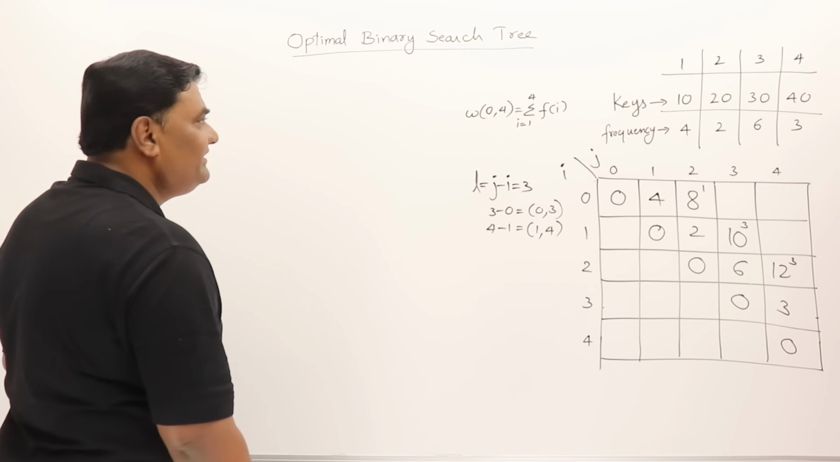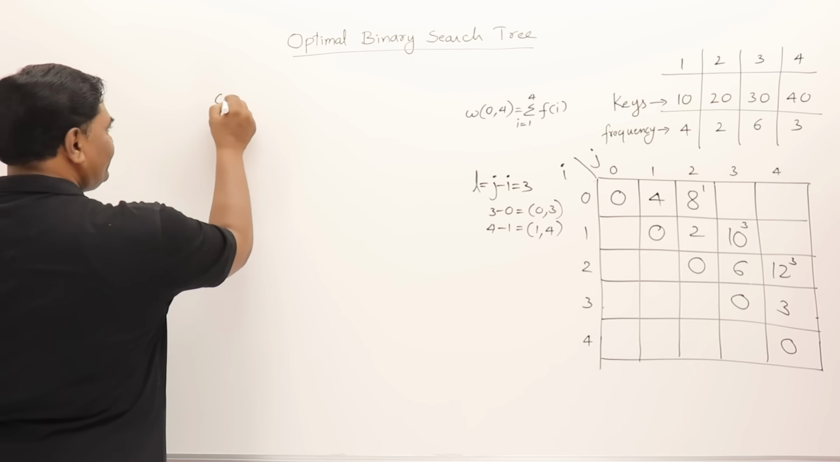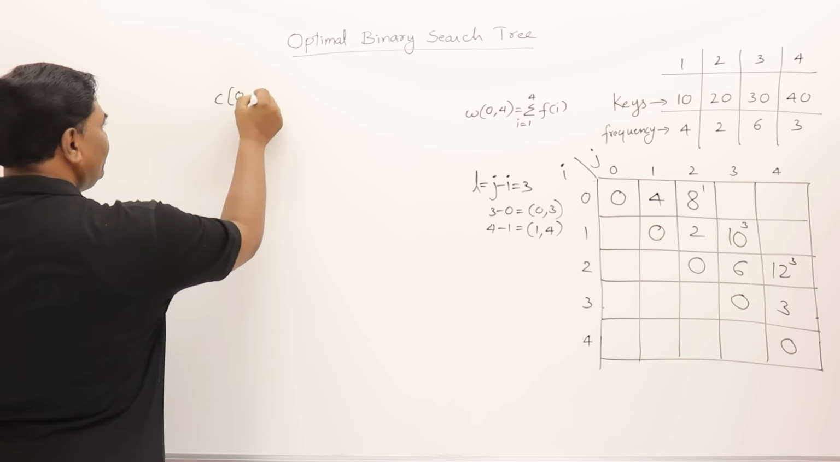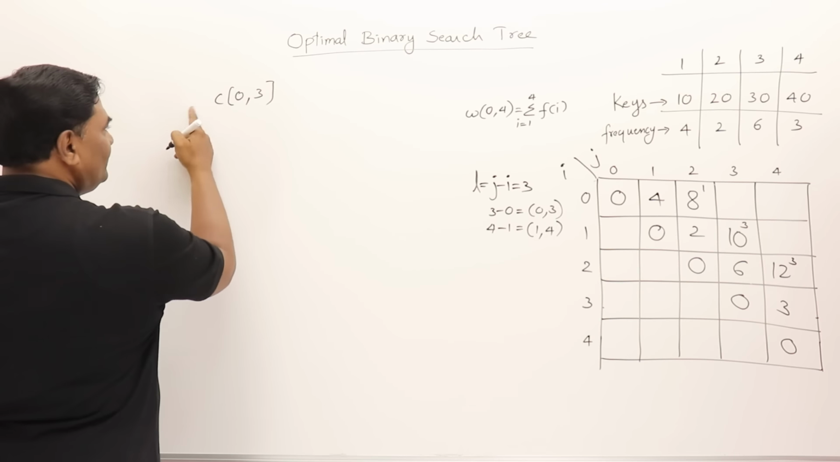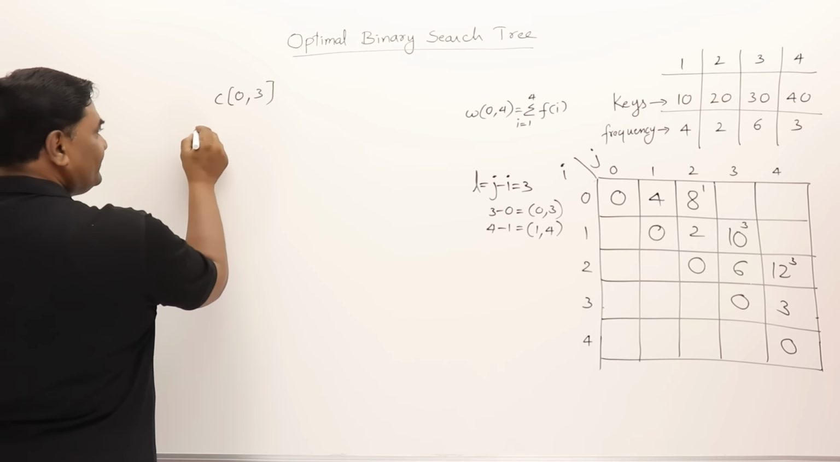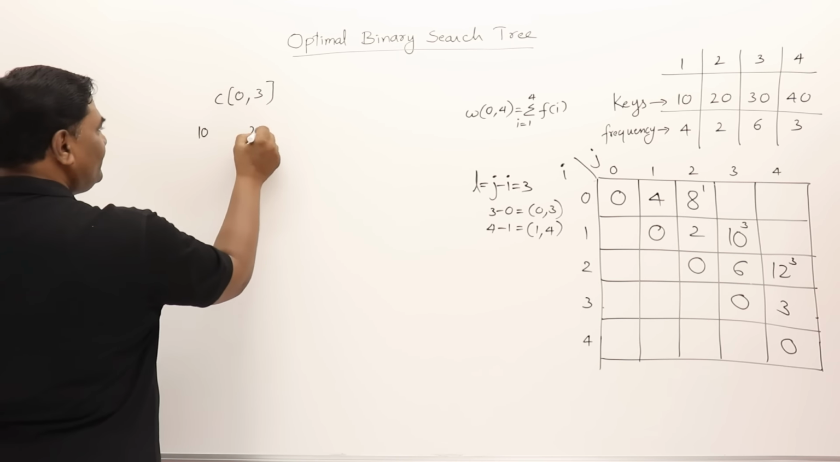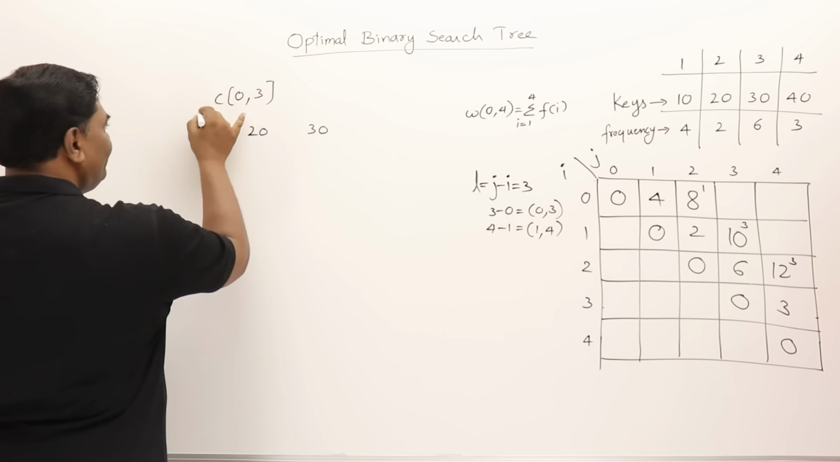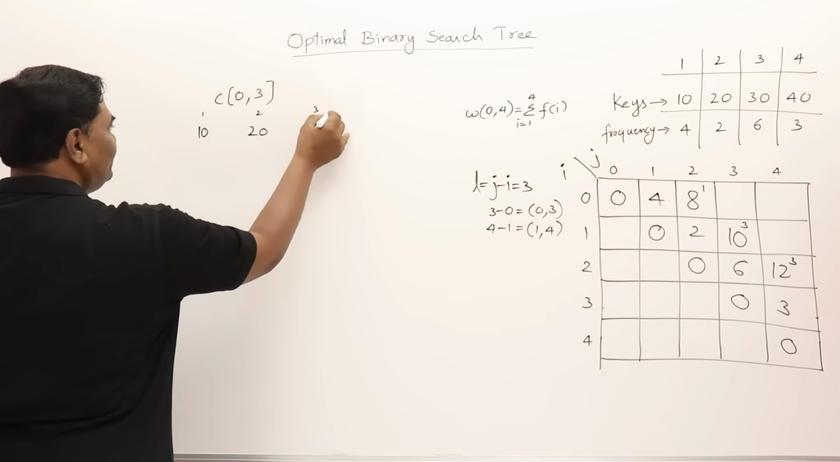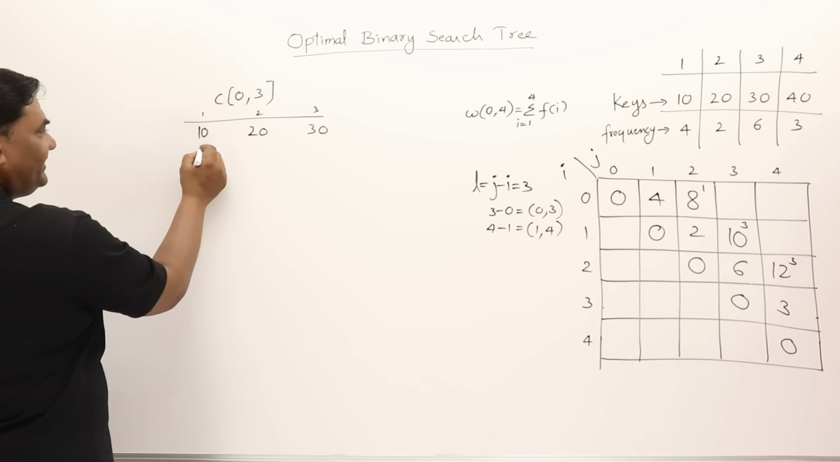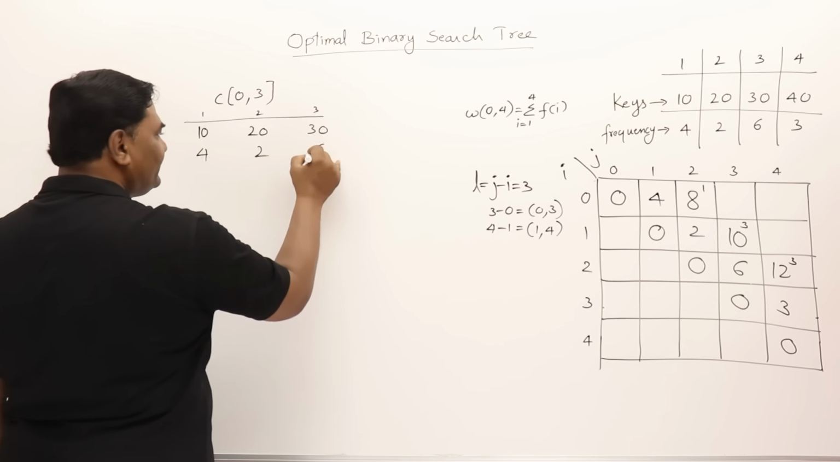So let us see if I select this first one, that is 0 to 3. Just ignore 0 and take the keys. So the keys are 10, 20 and 30, the first key, second key and third key. And the frequencies are 4, 2 and 6.